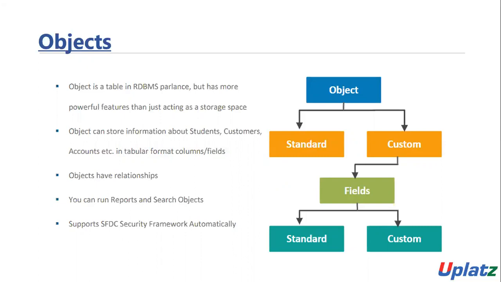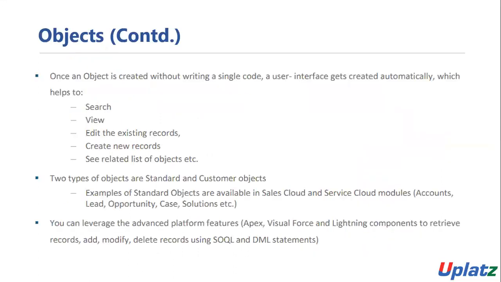We have two types of objects. One is standard objects and then custom objects. Both of the objects have fields, standard and custom fields. Once an object is created, without writing a single line of code, a user interface gets created automatically, which helps to search, view, edit the existing records, create new records, see related lists of objects, etc.